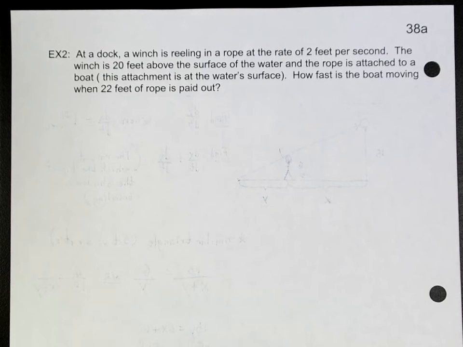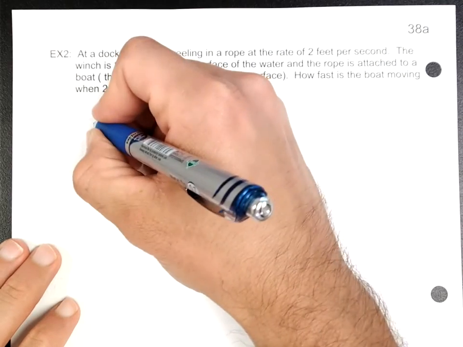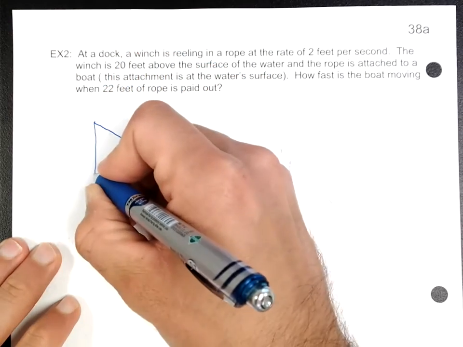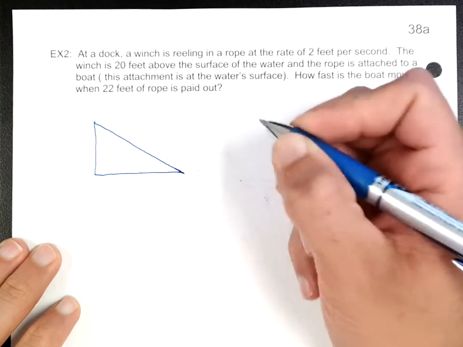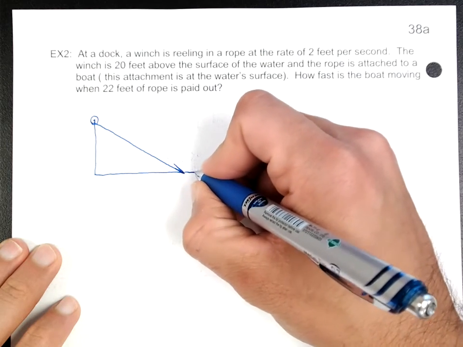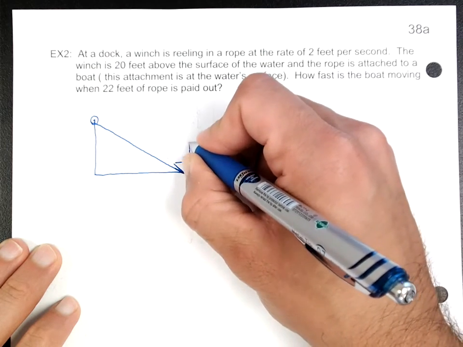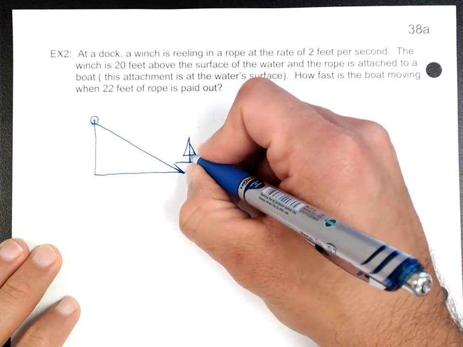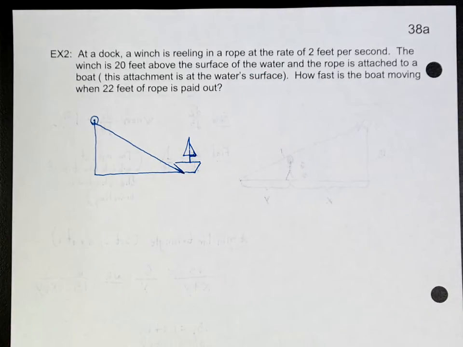The first thing we have to do is draw ourselves a picture. So this is some kind of winch over here, and there's a boat that's being reeled in. As you read this problem, it says that the winch is 20 feet above the surface of the water and the rope is attached to a boat. This attachment is at the water surface. How fast is the boat moving when 22 feet of rope is paid out?